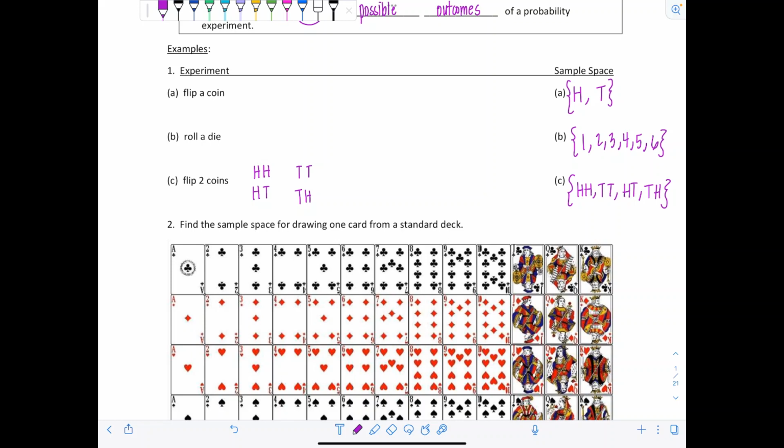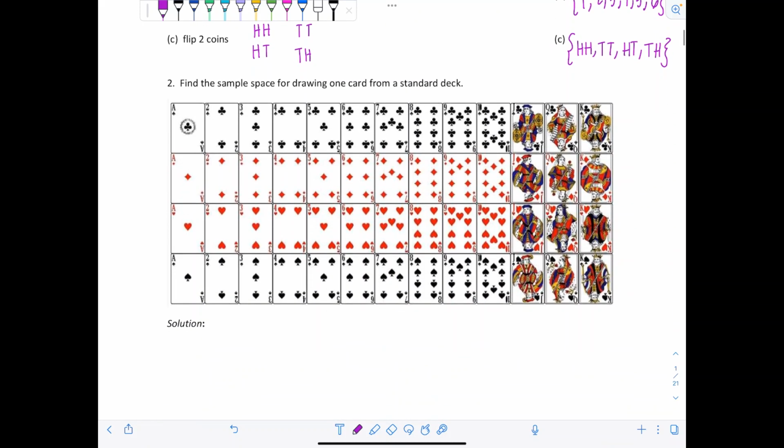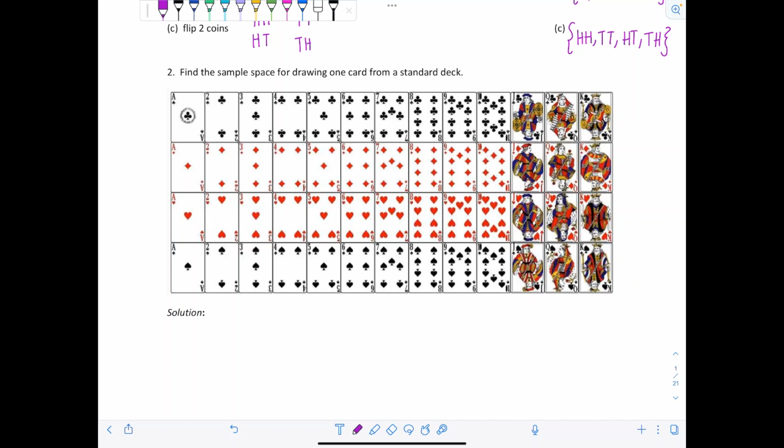Now we're going to consider a standard deck of cards. So find the sample space for drawing 1 card. You're just picking 1 card from a standard deck. And I've put down here a little image. If you're not familiar with a standard deck of cards, there's 4 suits. Here we've got spades, hearts, diamonds, clubs. They go ace, 2, 3, 4, all the way up to 10, and then jack, queen, king. Sometimes aces are considered high. It doesn't really matter. For probability purposes, you just want to know how many and what you're dealing with.